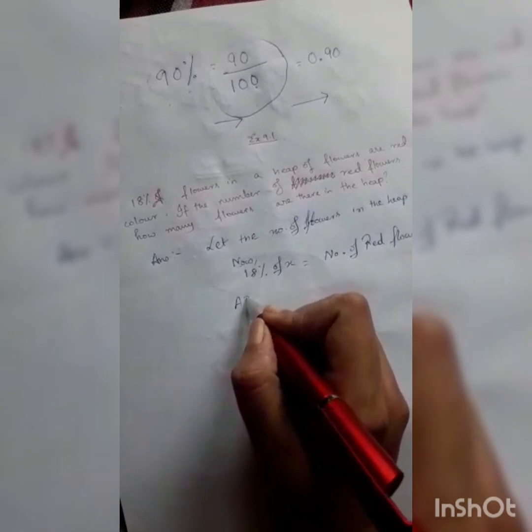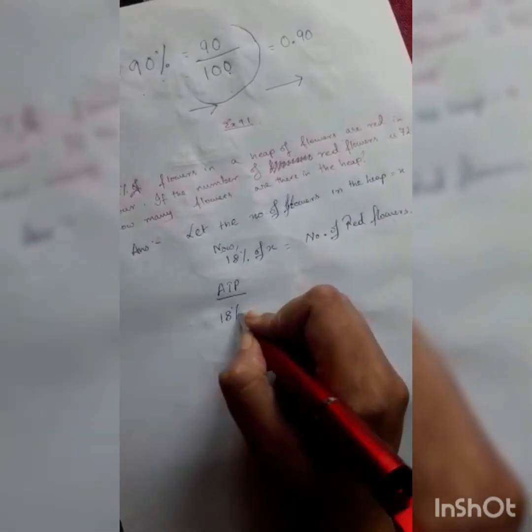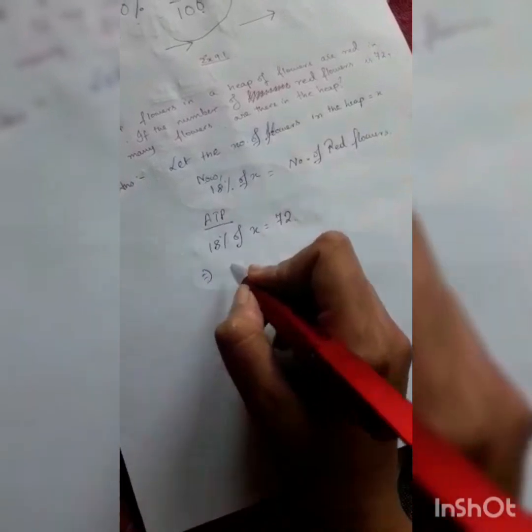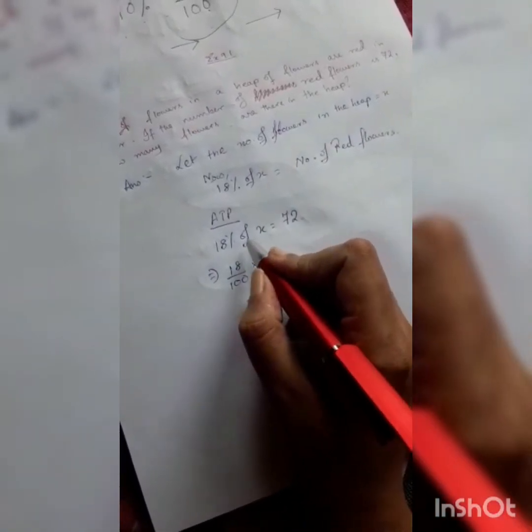So according to the problem, this is already equal to this, and this is equal to this. So what do we get? 18% of x is equal to 72. Now if we solve, we will have, of is being changed to into.